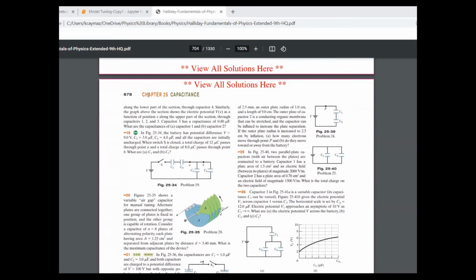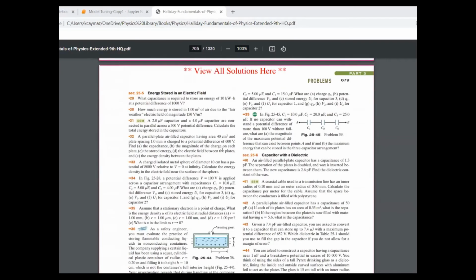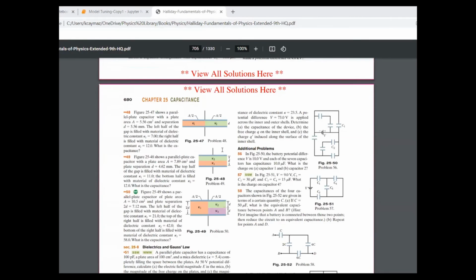It says view all the solutions here, which means that these guys make the book available free of charge, but they want you to buy the solutions from them. That's what these guys are trying to do. These are the old editions, so it's not a big deal. You can find these solutions just about anywhere. There are a bunch of physics videos available online taking you through the solutions of these problems.